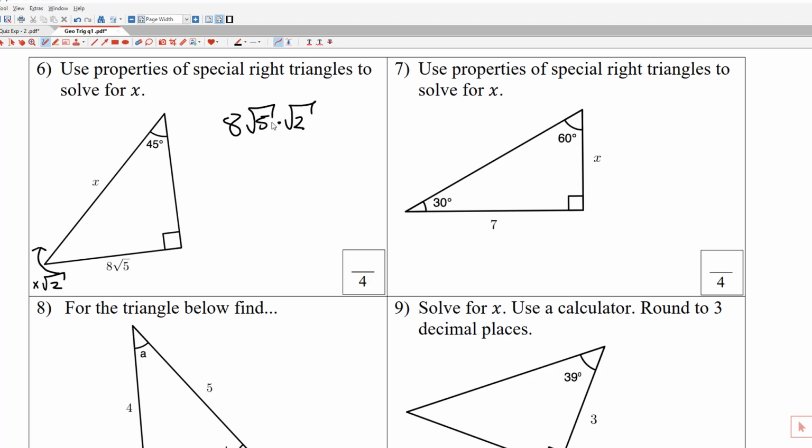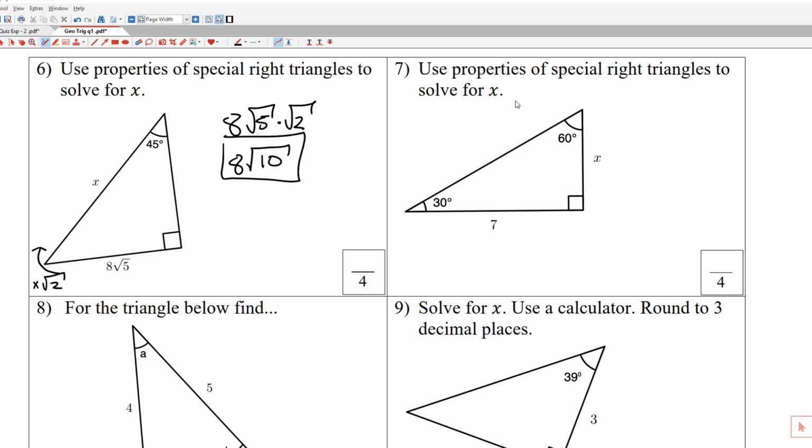The cool thing with multiplication is you only multiply the things that are the same. You multiply radicals with radicals and all the non-radicals with the non-radicals. So 8 can't multiply with anything, so 8 is left over. I can multiply the 5 and the 2, and this is just the square root of 10, and that is our final answer.